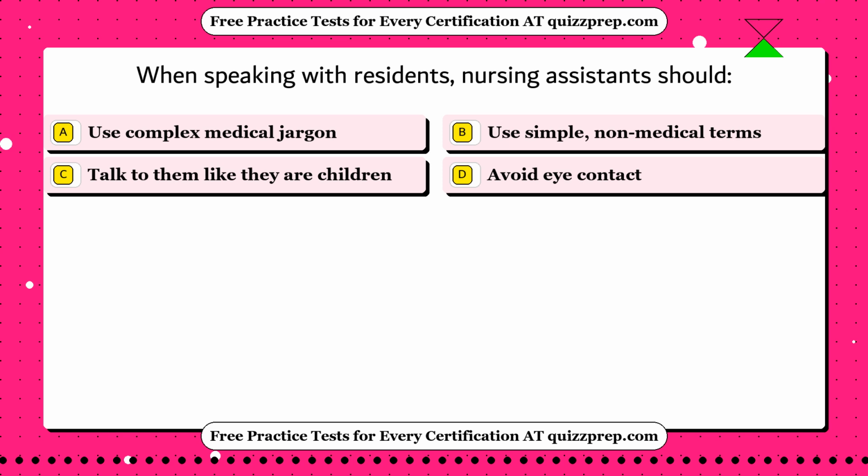Question 67. When speaking with residents, nursing assistants should: Option A, use complex medical jargon. Option B, use simple, non-medical terms. Option C, talk to them like they are children. Option D, avoid eye contact.